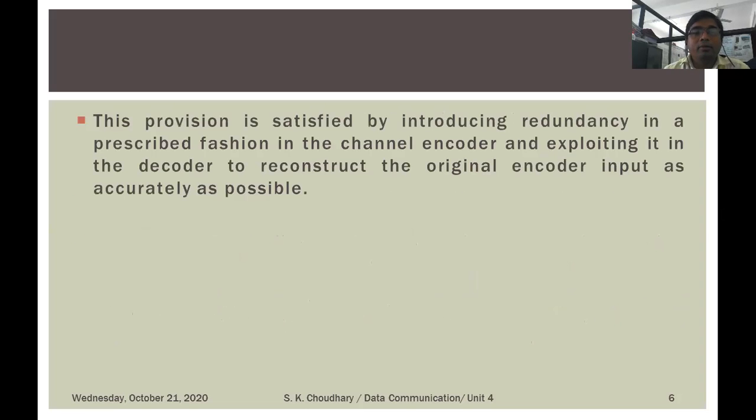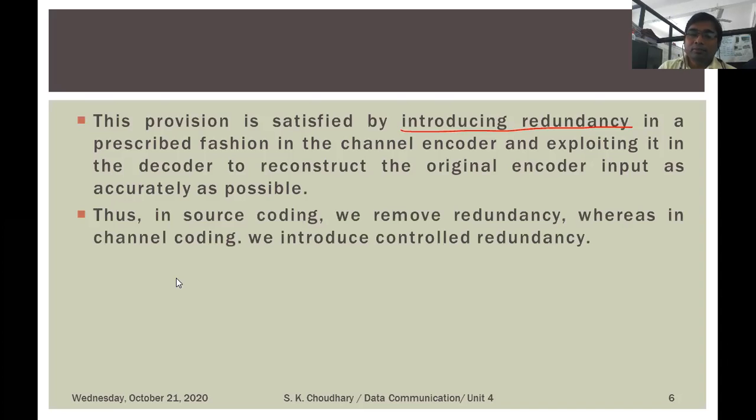Further, in channel coding, for minimizing the noise, as I have already told you, we introduce redundancy in the channel encoder and exploit it in the decoder also, to reconstruct the original encoder input as accurately as possible. Thus, in source coding, we remove redundancy, whereas in channel coding, we introduce controlled redundancy.